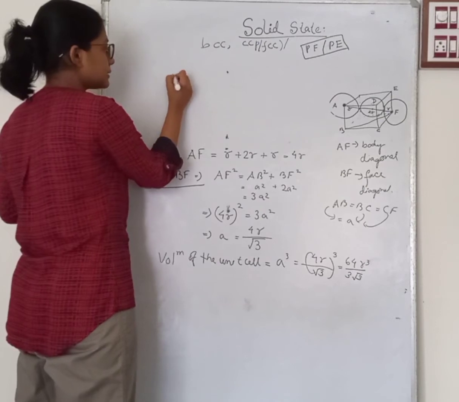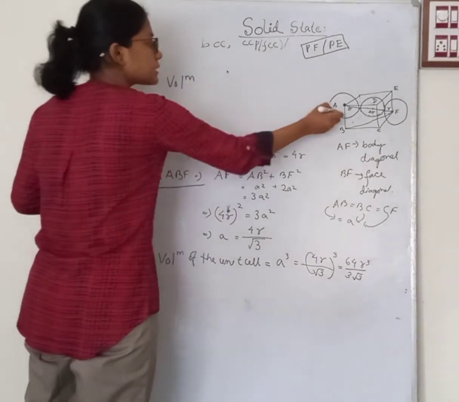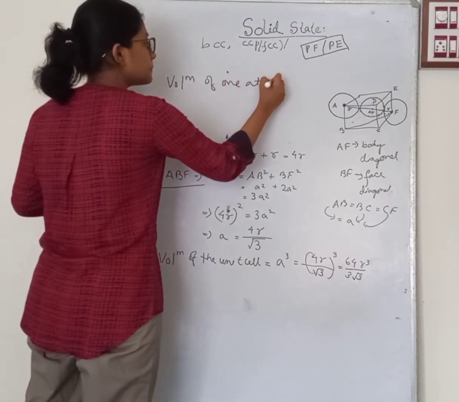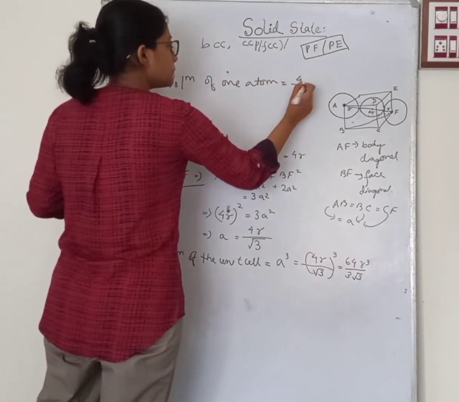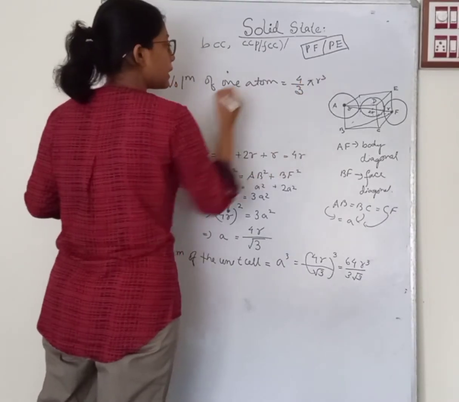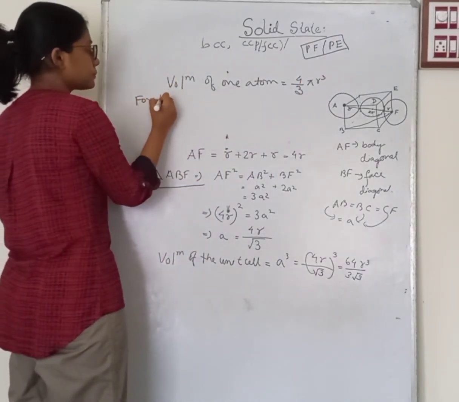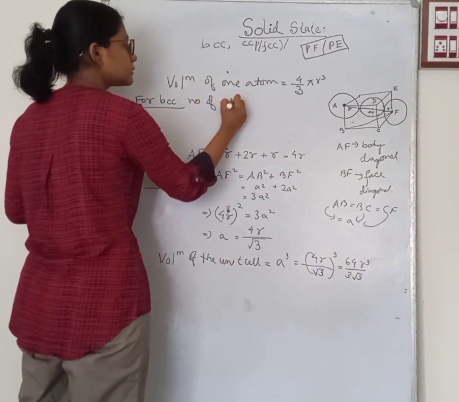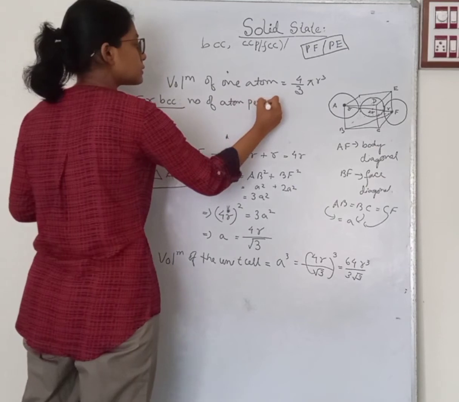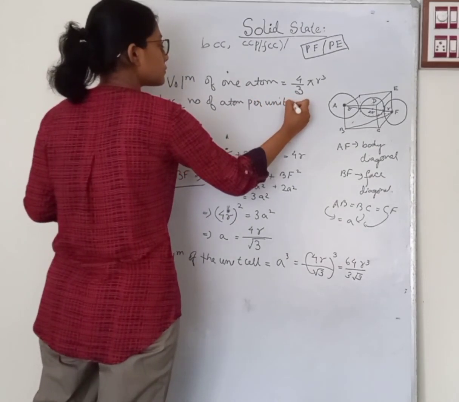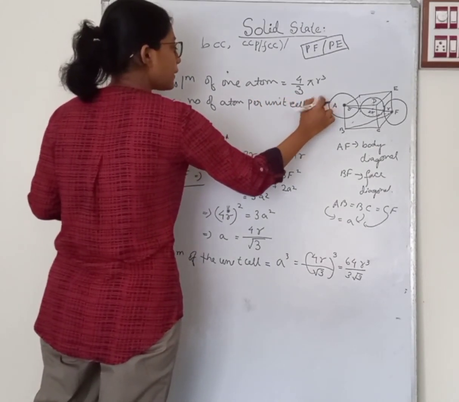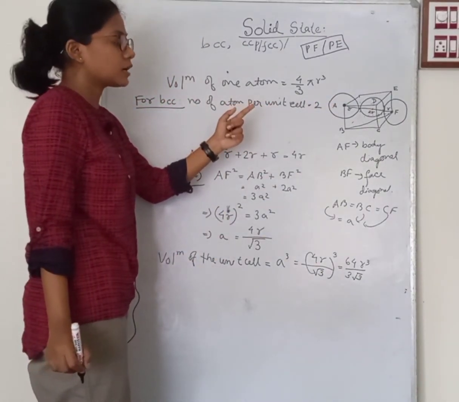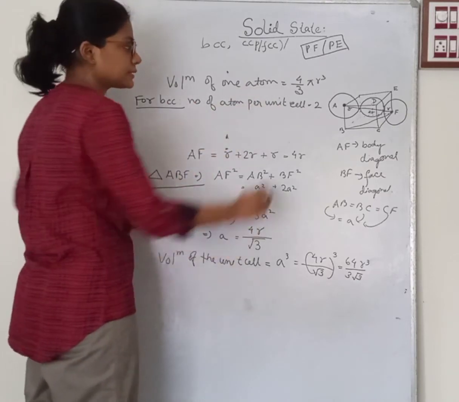And in every case, since the atoms are spheres, the volume of one atom is equal to 4 by 3 pi r cube. But for BCC, what is the number of atoms per unit cell? It is 2. One from the body center and one is contributed by the 8 corners.